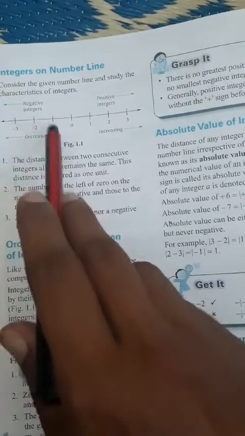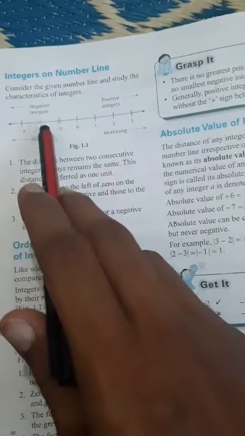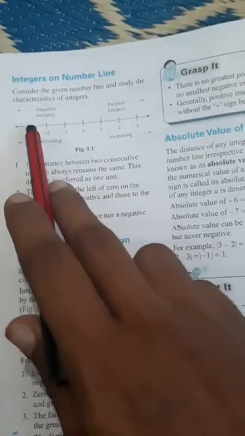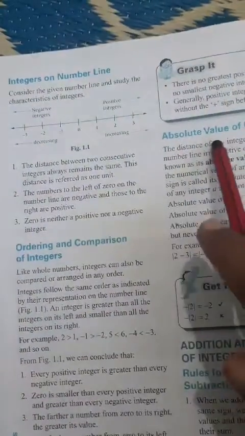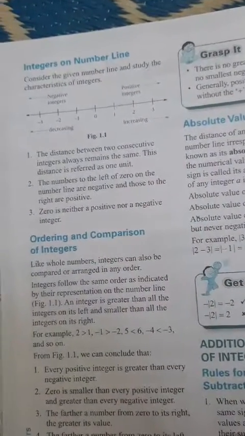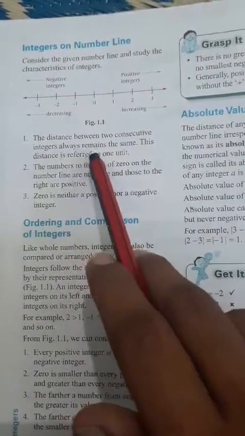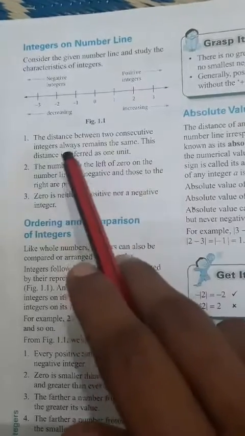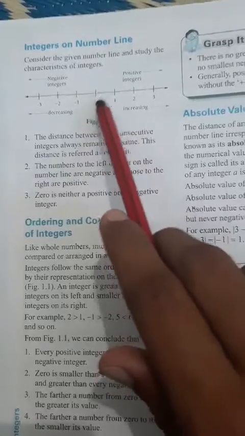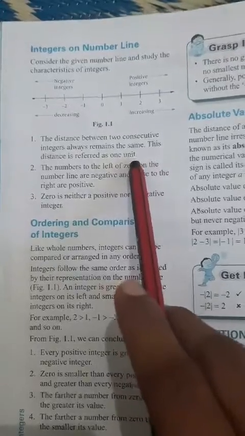Take minus 1 and minus 3. Which is the bigger? Minus 1 is bigger, minus 3 is smaller. So when it goes to the left hand side, it is decreasing. When it goes to the right hand side, it is increasing. And we will see the characteristics of integers. The distance between two consecutive integers always remains the same. This distance is referred to as 1 unit. 0 to 1, 1 to 2. The difference between two consecutive integers will always be the same. That is, the distance is 1 unit.